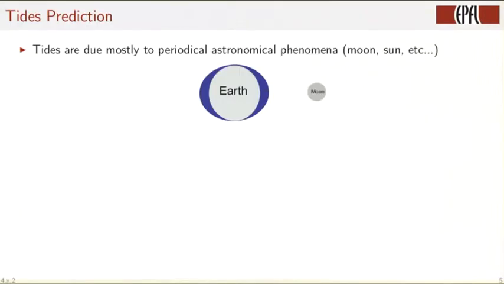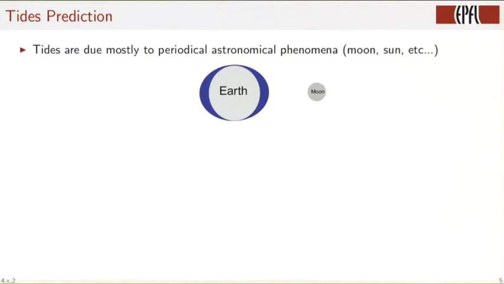So, what is the problem of tide prediction? Well, the tides are a phenomenon linked to the movement of the sun, of the moon, of the rotation of the earth, and so on. So all these things are periodic, but they are not all of the same period. So we have a phenomenon that is only to first order a simple periodic phenomenon.